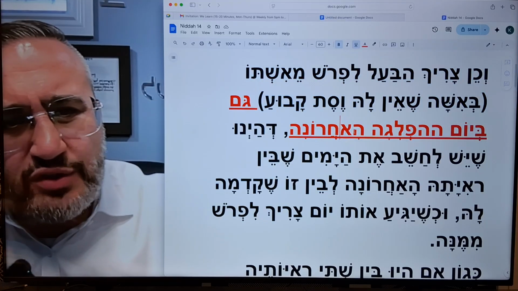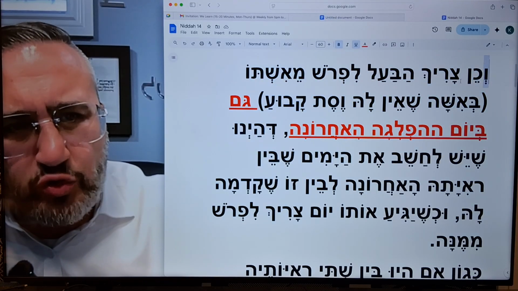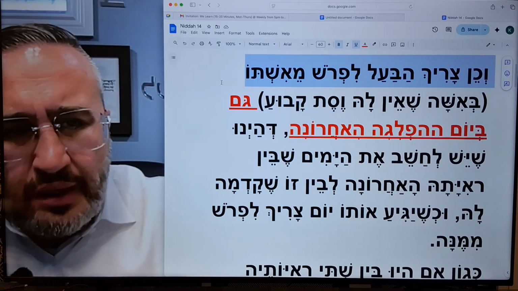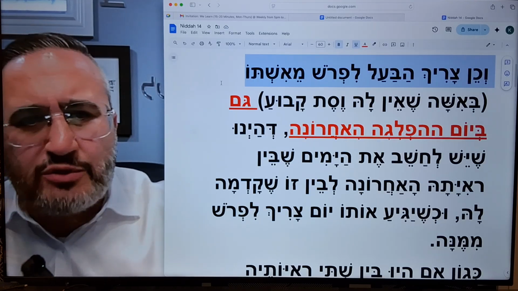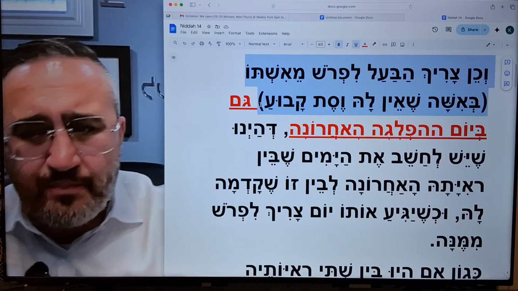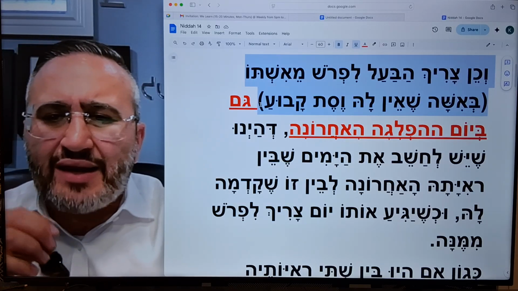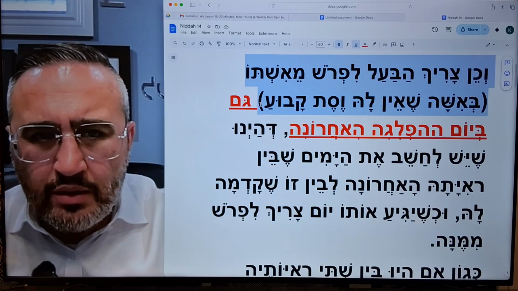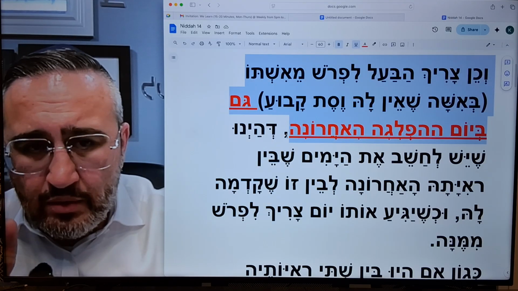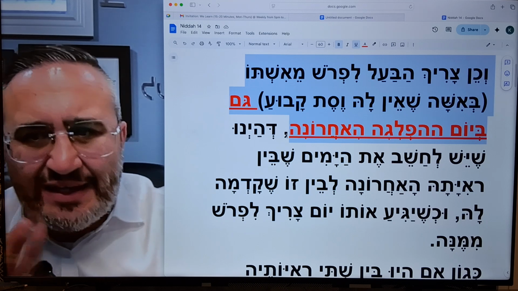So comes Rav David Yosef Shultan, he says, V'chen, and so too, tzarich ha'ba'al lifrosh m'ishto, and so too the husband needs to separate from his wife. Be'isha she'en la veset kavua. We're dealing over here specifically with a woman who does not have an established cycle. Gam biyom ha'haflaga ha'achrona. Also by her last interval.